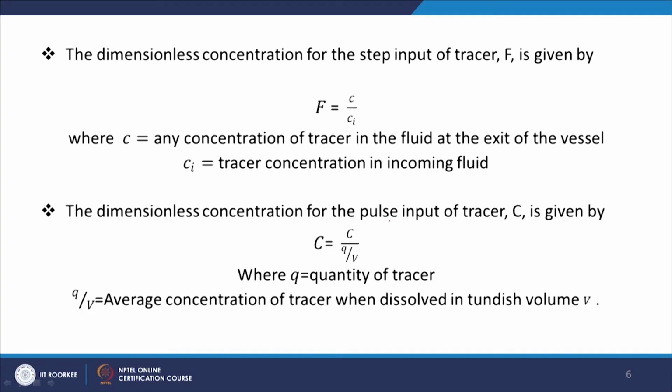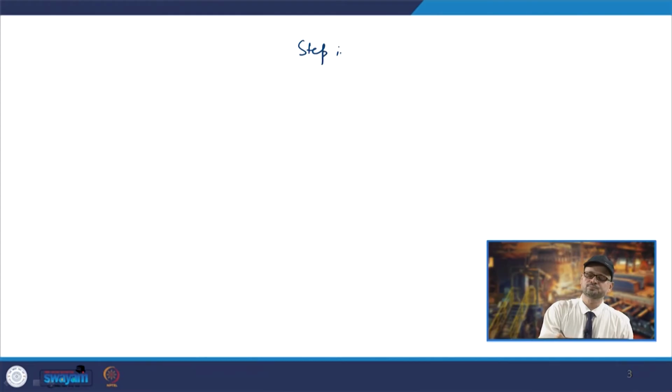That is why it is known as C, it is represented by C, and in this case it is going like this. Normally we call it an F curve, or a step input, the quantity which we try to see. So, let us see how this curve looks. Suppose you are talking about the step input.